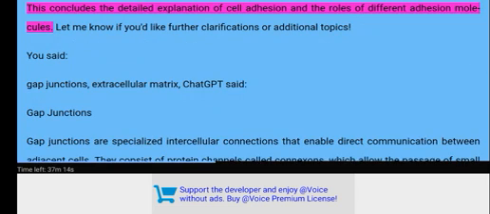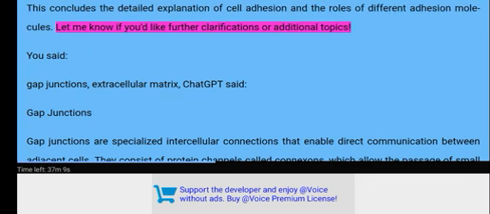This concludes the detailed explanation of cell adhesion and the roles of different adhesion molecules. Let me know if you'd like further clarifications or additional topics.